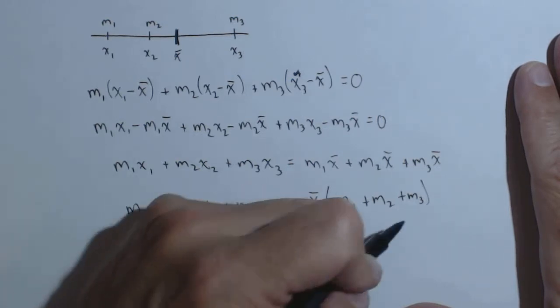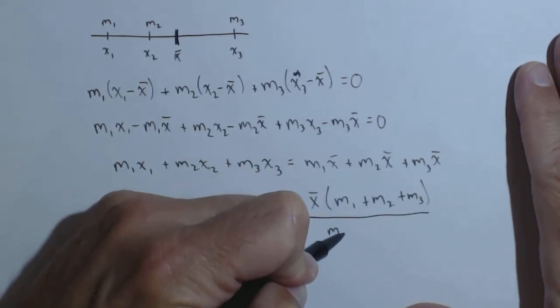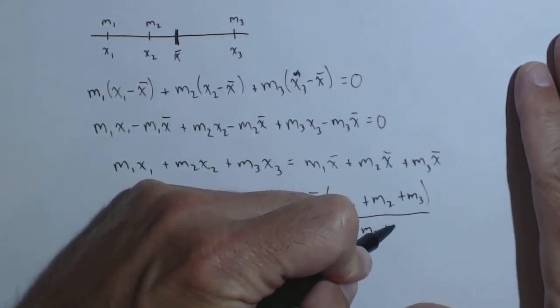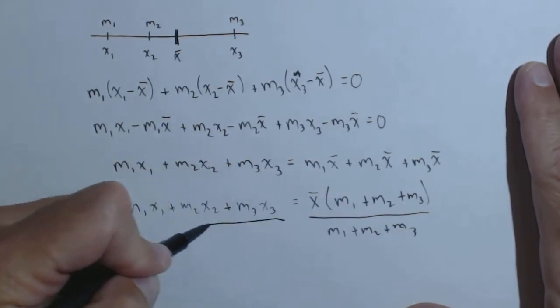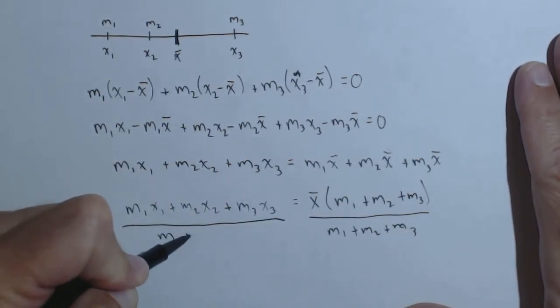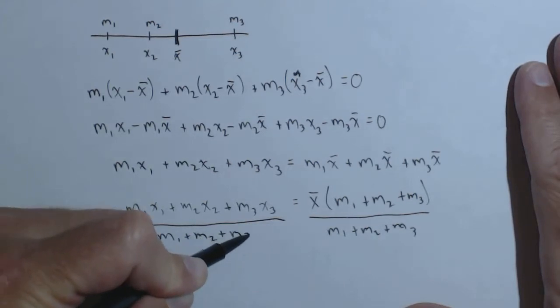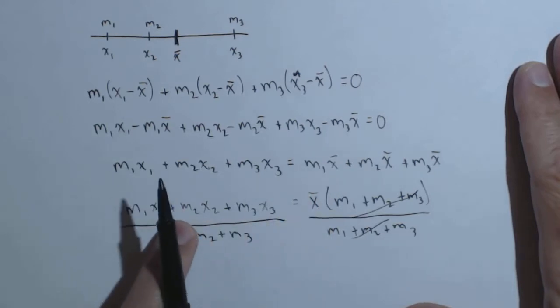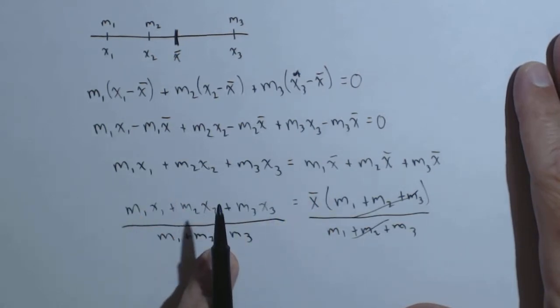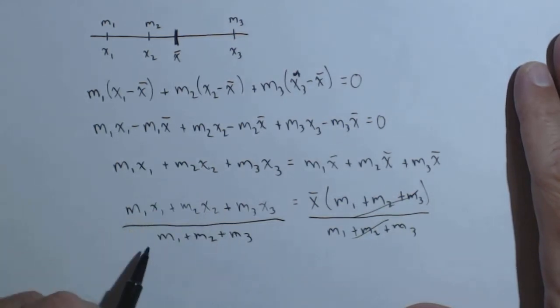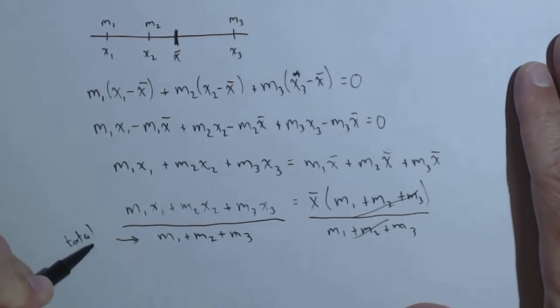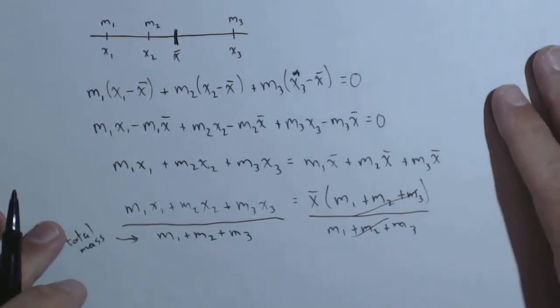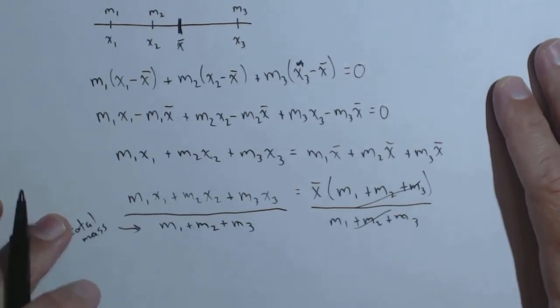So we can solve for x bar. We're going to divide by m1 plus m2 plus m3. So the center of mass for x is the sum of the moments over the sum of the point masses, which is actually just the total mass of the system. That's going to be really useful when we go to the continuous case.